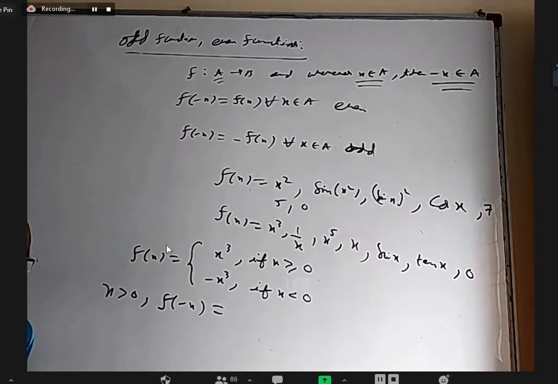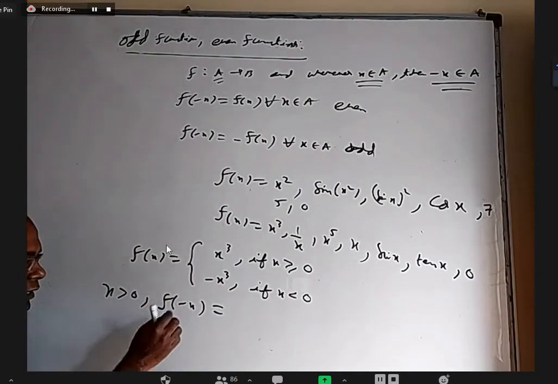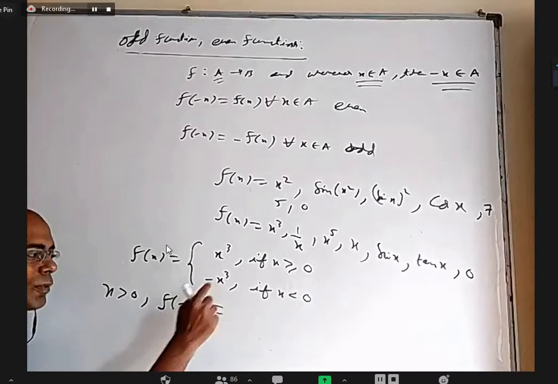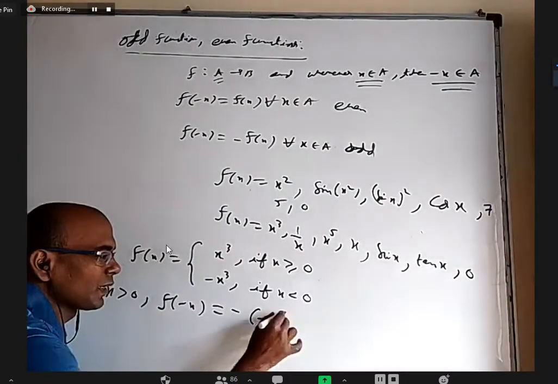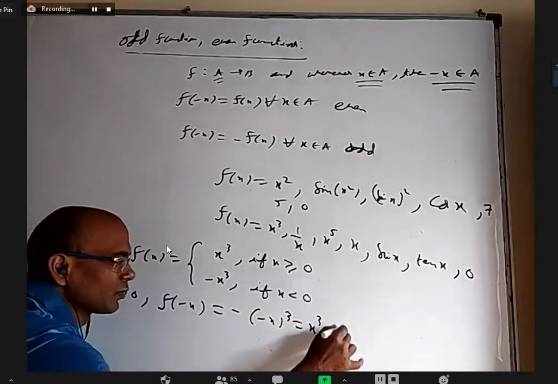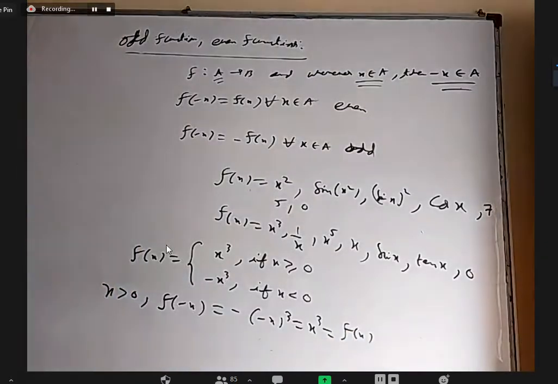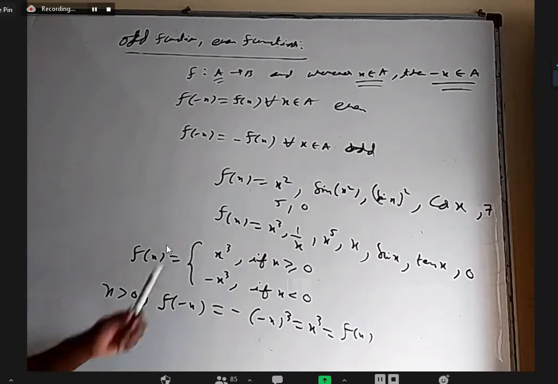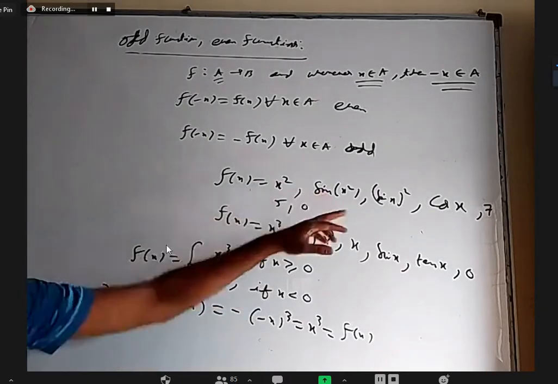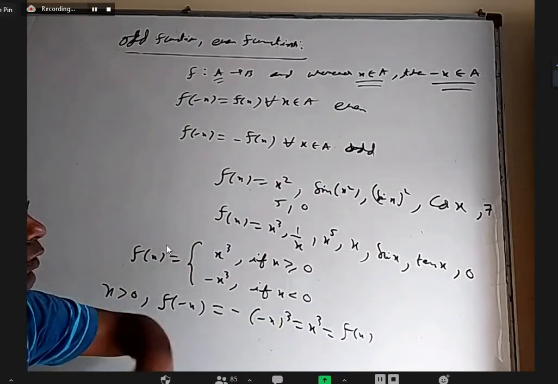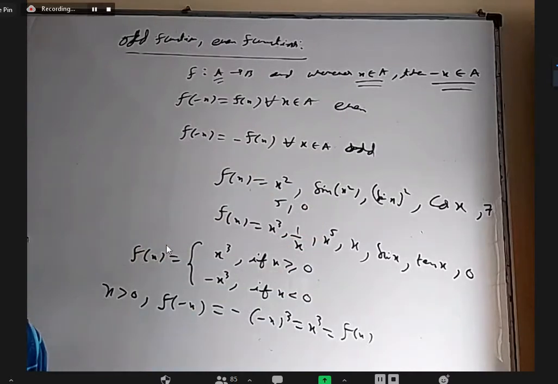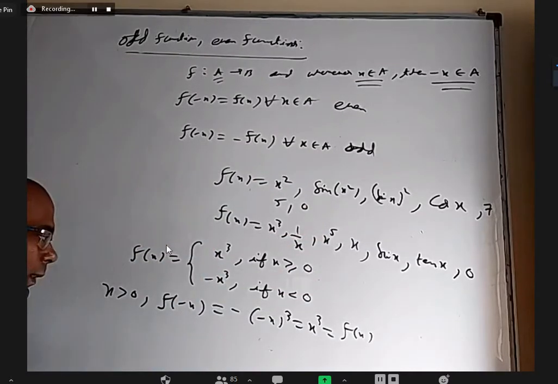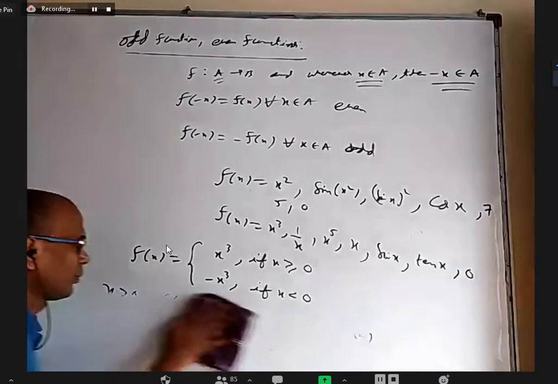In my I should substitute in the second definition because x is positive, minus x is negative. If something is negative, it has to be put here. You'll get minus of minus x whole cube, which is actually plus x cube, which is f of x. It is actually even. So sometimes we have to be careful. So these are all very simple. Replace x with minus x. You will see whether it is even or odd very clearly, sometimes. I'll give you another example.